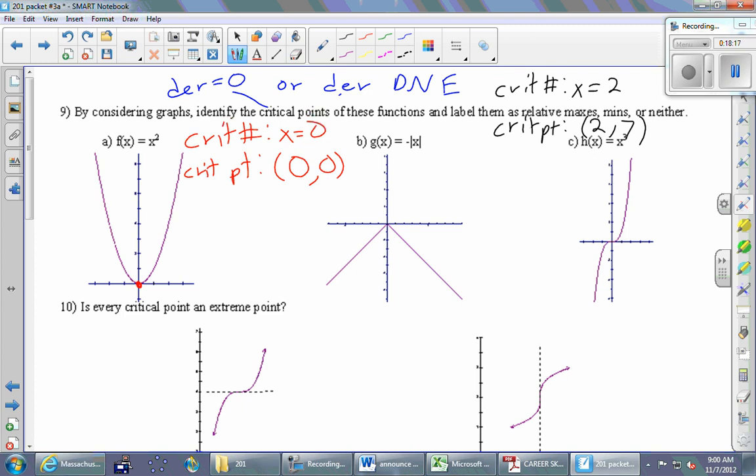How about this negative absolute value of x? Are there any places where the derivative is 0? No. Are there any places where the derivative doesn't exist? Yes. And it's right there at x equals 0, or again, the point 0, 0.